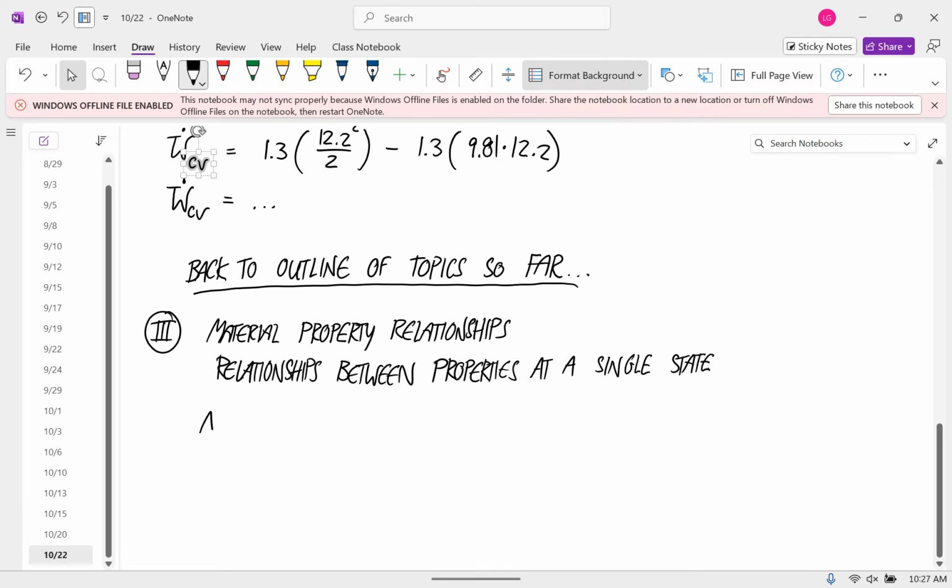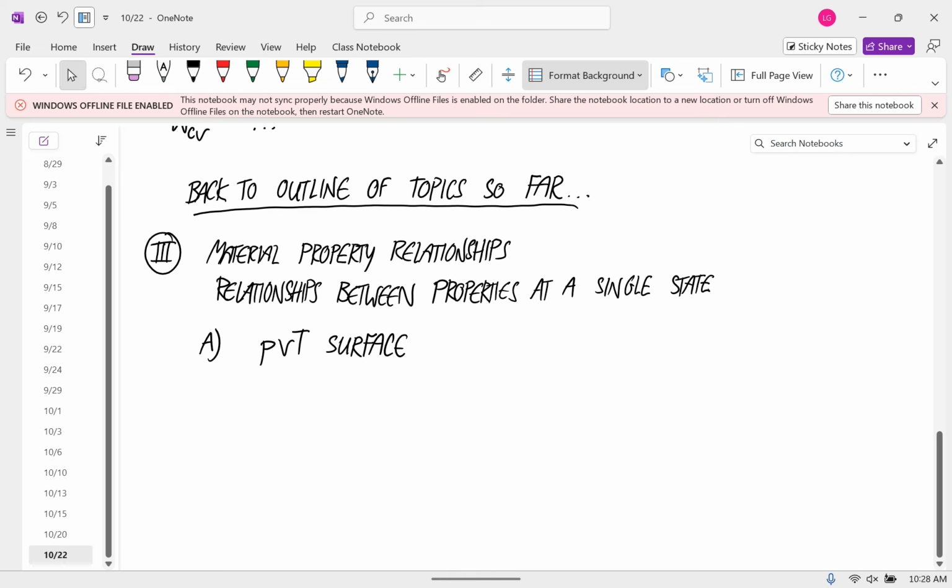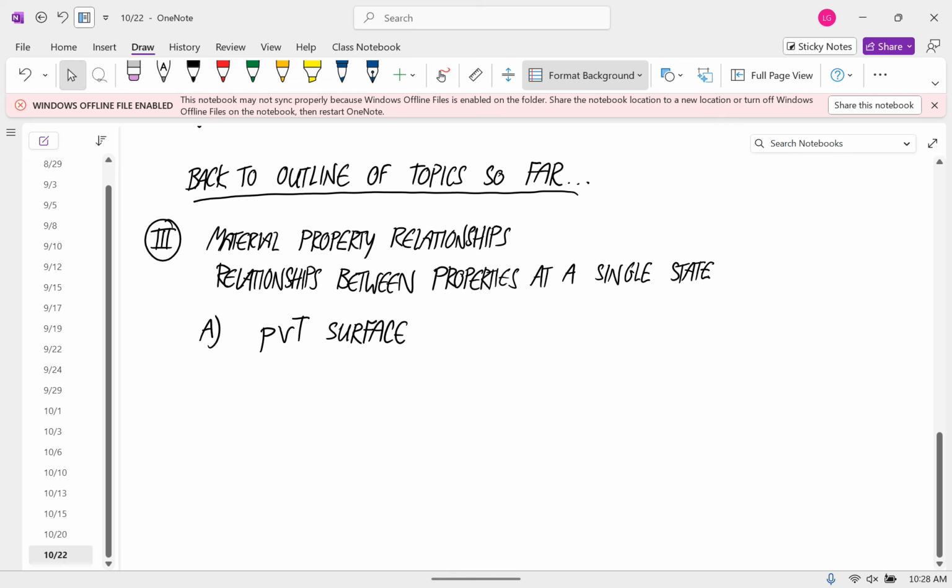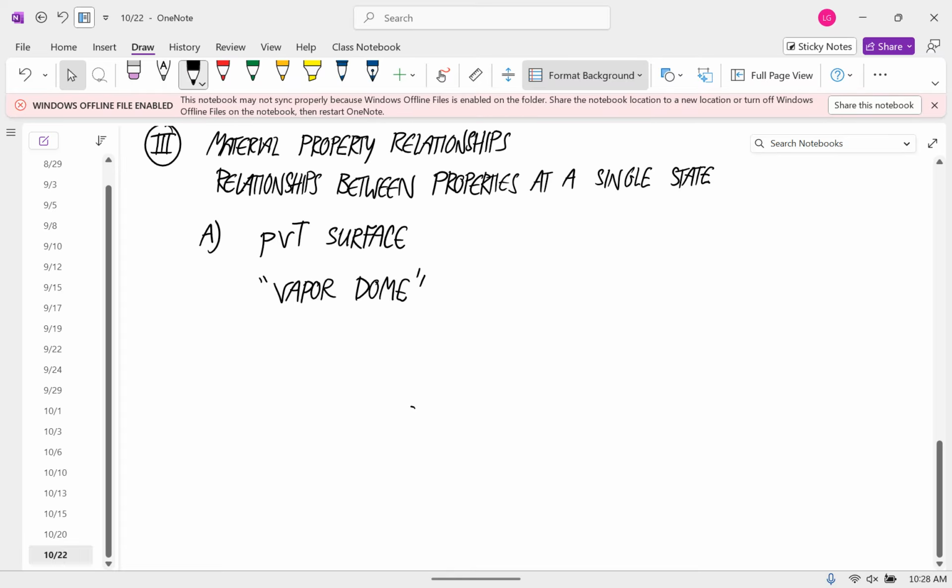And so the first thing I talked about was the PVT surface. I showed you some three-dimensional looking pictures of the surface, but we're really not going to use the surface for anything. The thing that's useful to us are the two-dimensional projections of the surface. The key feature is the vapor dome, and it shows up in some way or another in basically every projection.